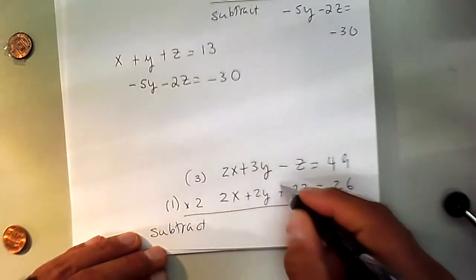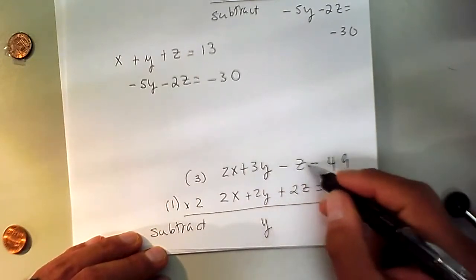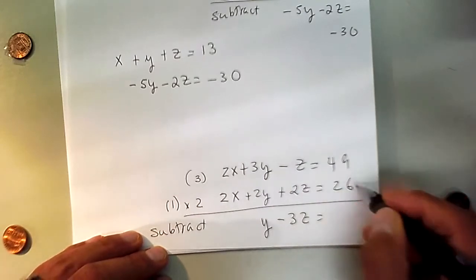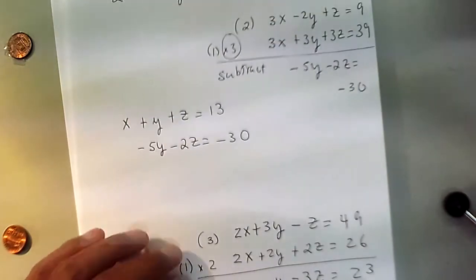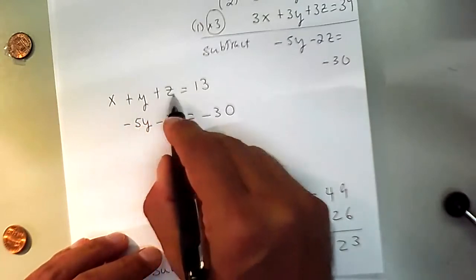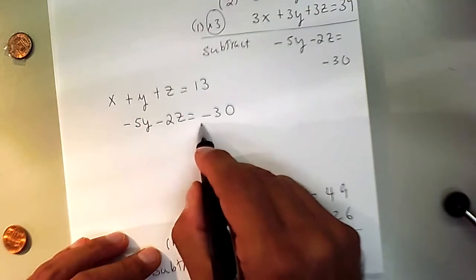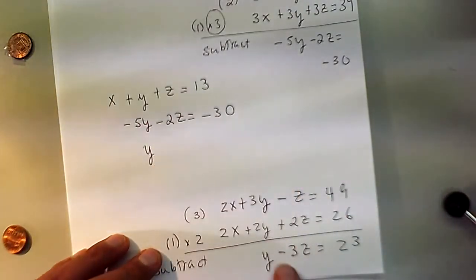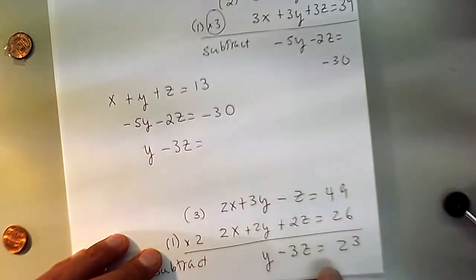So no x, 3 minus 2 is a y, negative z minus 2 is negative 3z, and then 9 minus 6 is 3, 4 minus 2 is 2. Okay, so now we have the new system of equations, which is x plus y plus z equals 13, negative 5y minus 2z equals negative 30, and then y minus 3z equals 23.